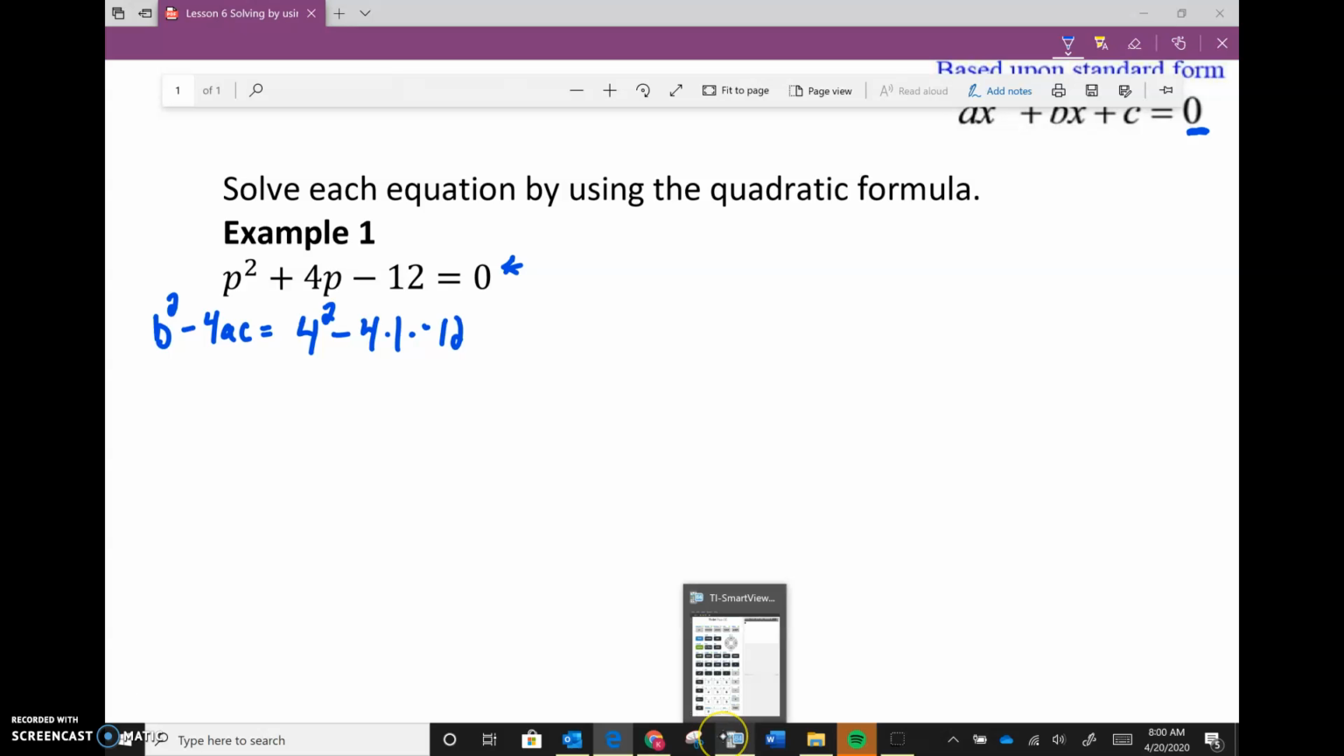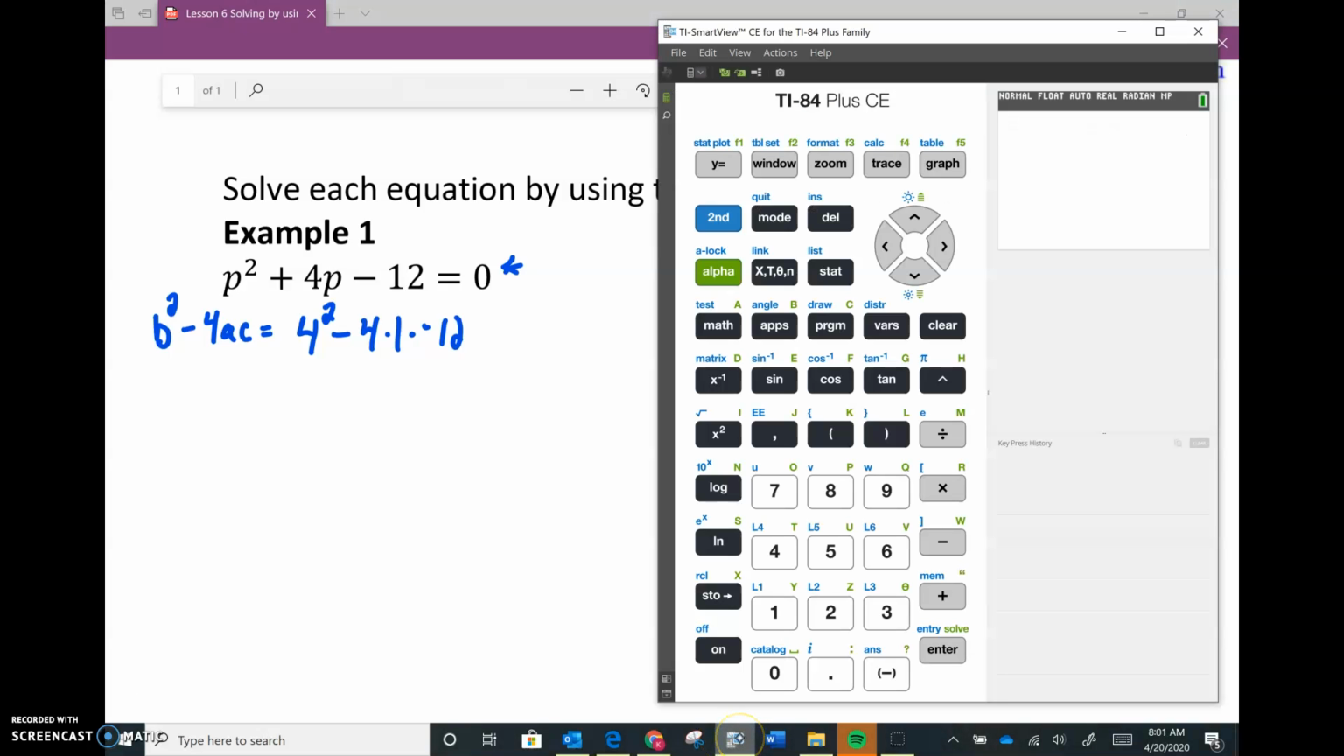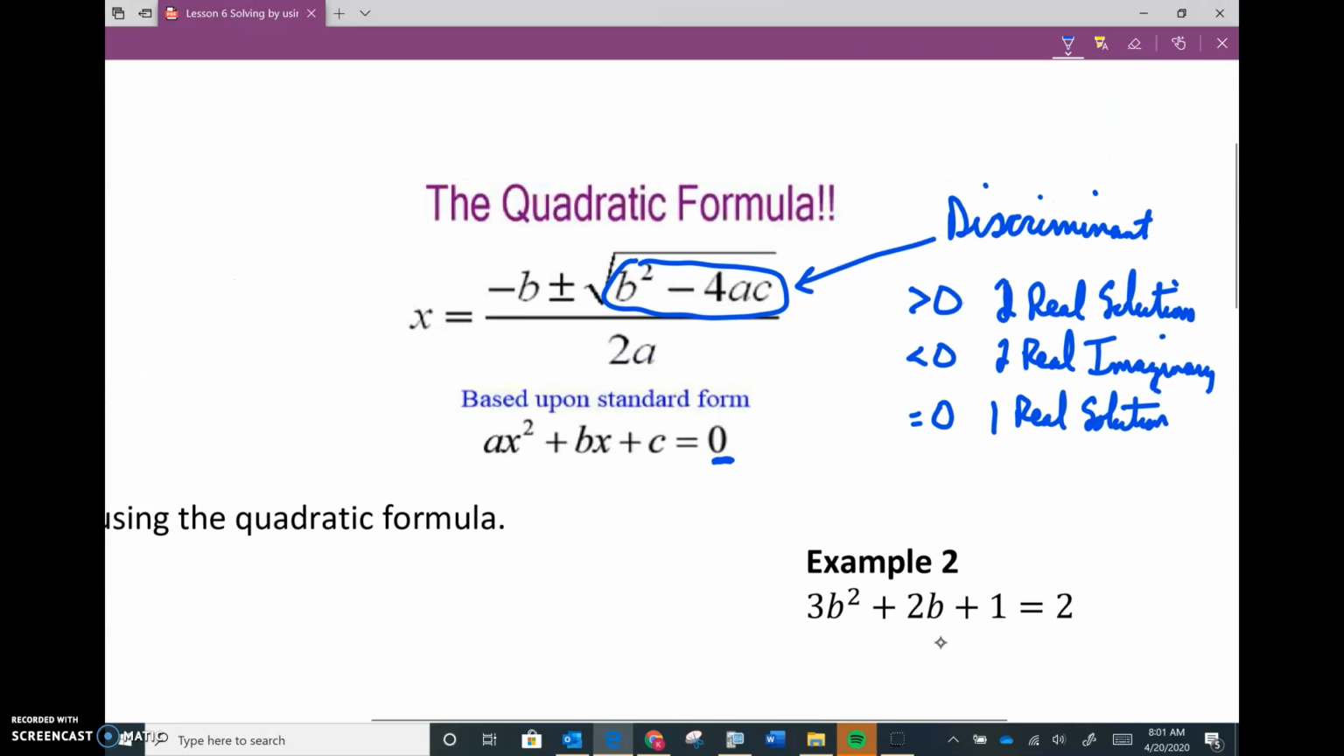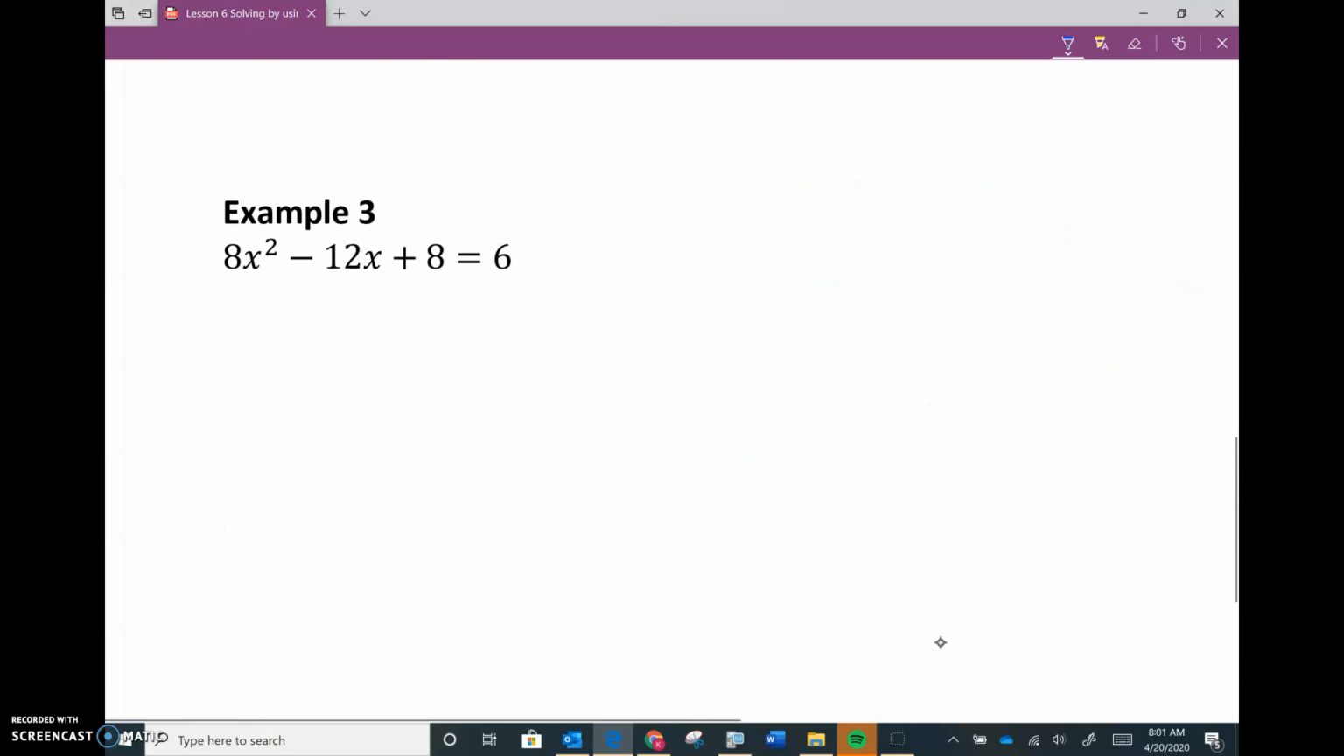So if you've got your graphing calculator, you can plug this in exactly like you see it. 4 squared minus 4 times 1 times negative 12. And that'll give us our discriminant. So our discriminant is 64, which means it's greater than 0. There's two real solutions.